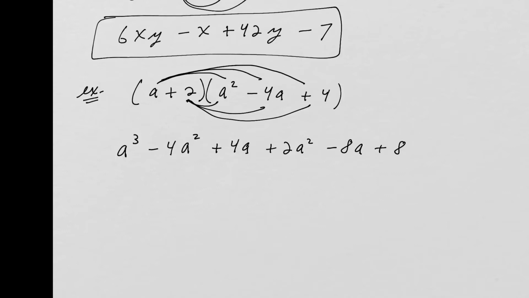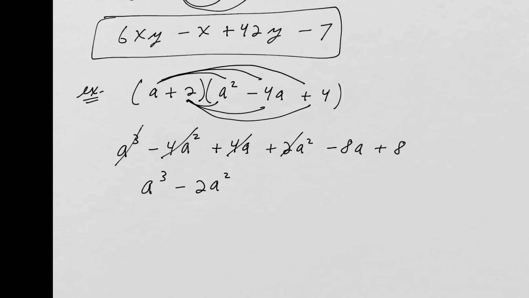Okay, now we can combine like terms, right? So a cubed, there's no other cube terms, so that's it. Square terms, I have a couple, right? Negative 4a squared plus 2a squared. What's negative 4 plus 2? That's negative 2a squared. Now I keep the a squared, right? Because I'm just combining like terms. A squared are like terms. So add the coefficients and keep the power.